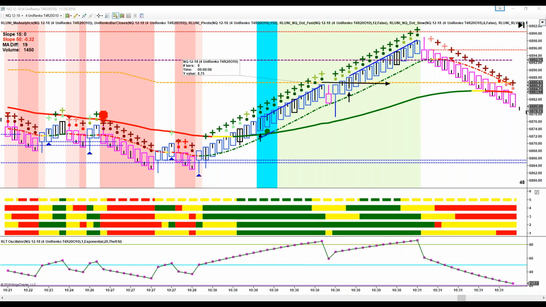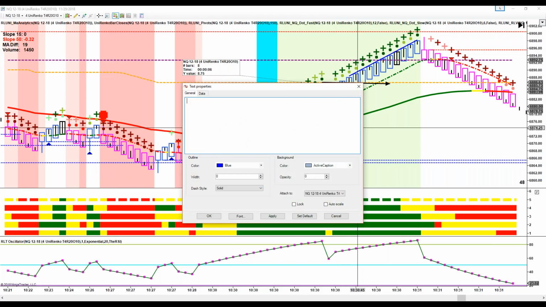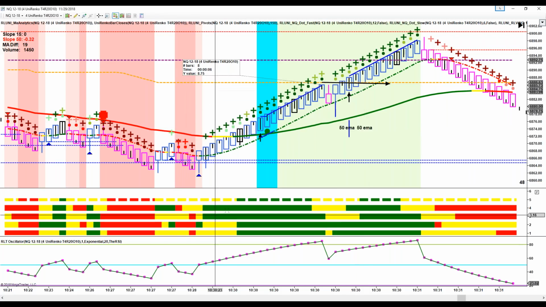No, there's not two sets of 50 EMAs, David. This calculation is derived from taking a 50-period EMA and doing it over again twice. It's just one moving average right here.